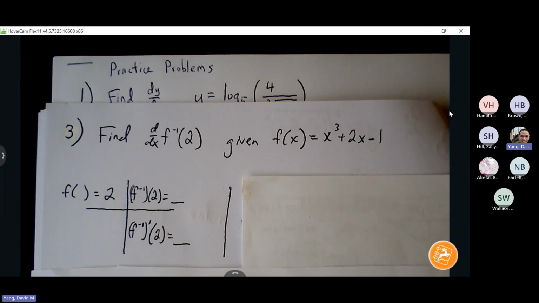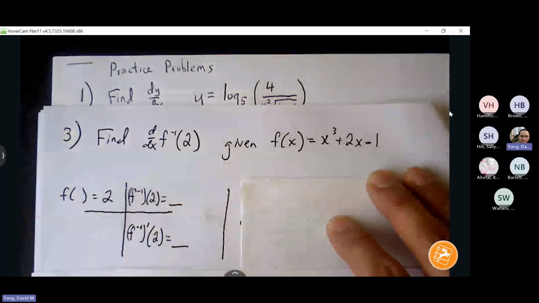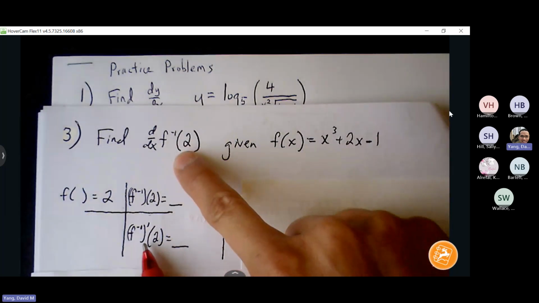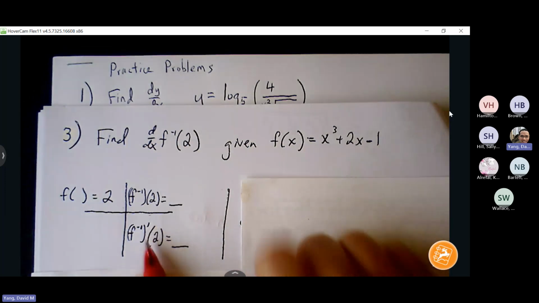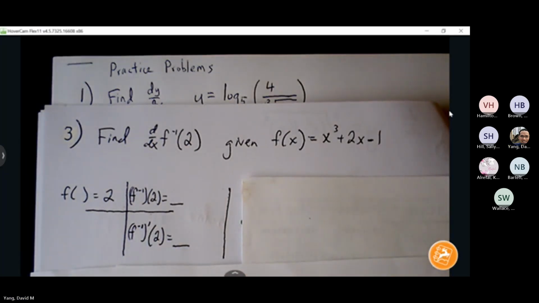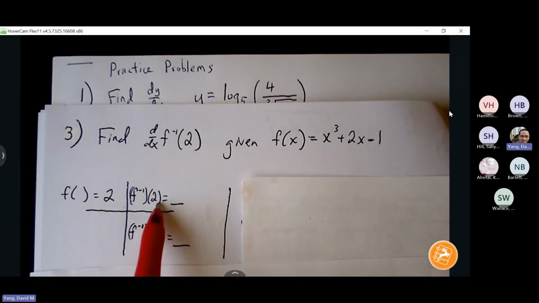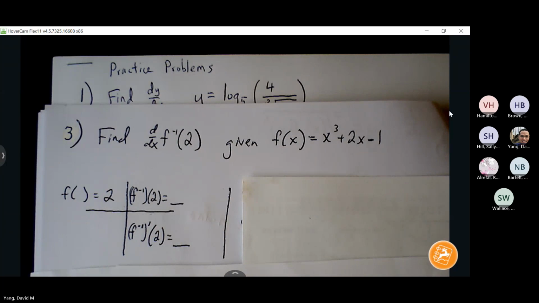That d over dx just means the derivative of f inverse. It means the same thing as that prime there. I'll never ask you for the derivative of f inverse like that. Always, whatever you're looking for is going to go up here, at least the way I do it.